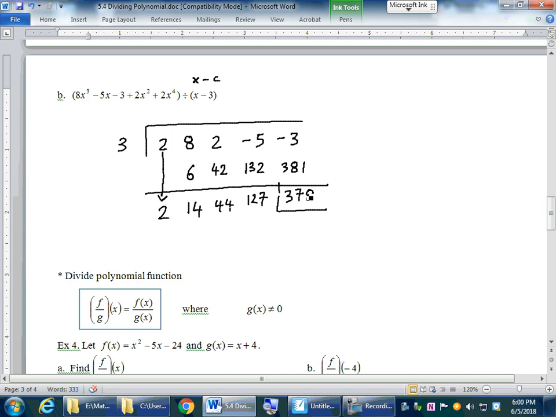So originally I started with x to the fourth power, so my answer will be one degree less, x to the third power. So my final answer is 2x to the third plus 14x squared plus 44x plus 127 plus, this is the remainder, 378 over x minus 3. So that is synthetic division.